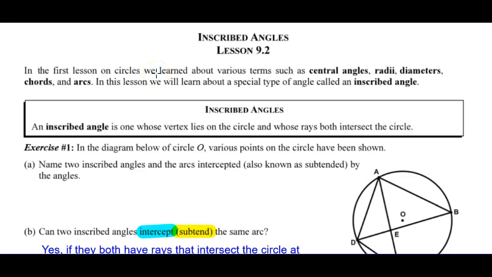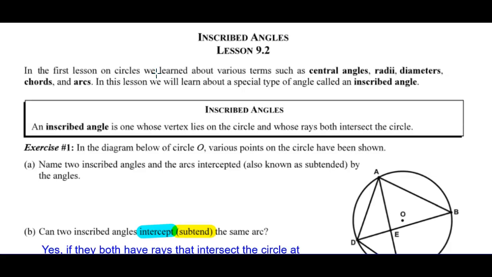Okay, if there is one kind of angle type that is going to be crucial to understanding the various ways circles are solved in this unit, it is going to be inscribed angles. We really need to have this one down. So an inscribed angle is defined as an angle whose vertex lies on the circle.